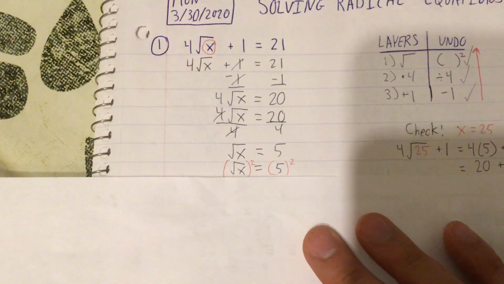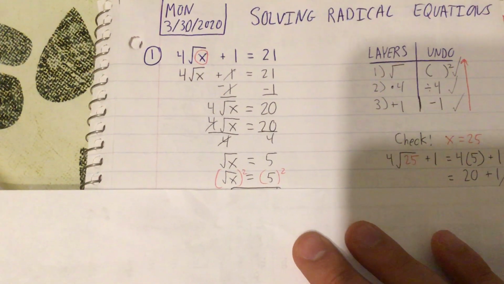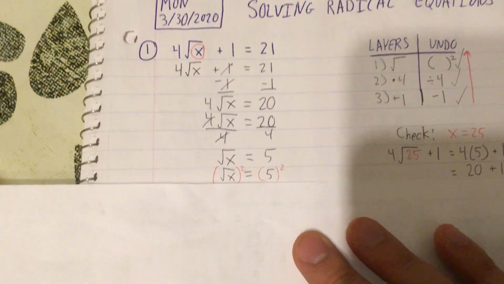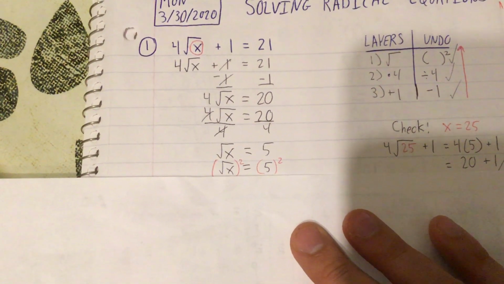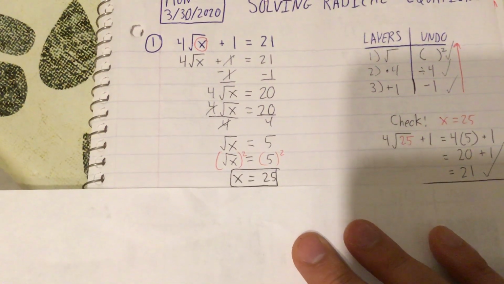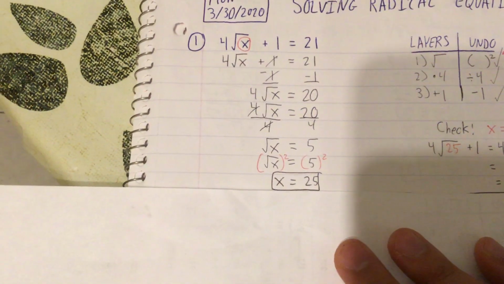And now square both sides because that's the innermost layer. So then if I square both sides, the square root gets canceled out. And finally, x is equal to 25.